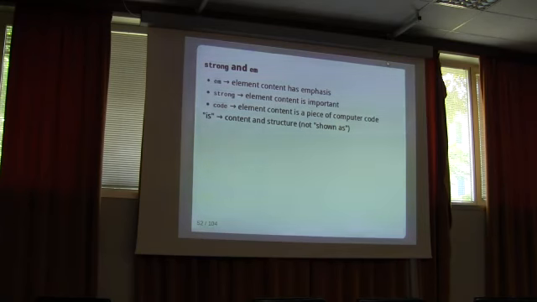Another interesting element is code. Code is an element that contains a piece of code, usually a piece of computer code. Again, note that code is not an element whose content will be represented, for example, in a monospaced font or with a different spacing. Code is an element that includes computer code. Okay? Code, in other words, specifies the structure of the information.